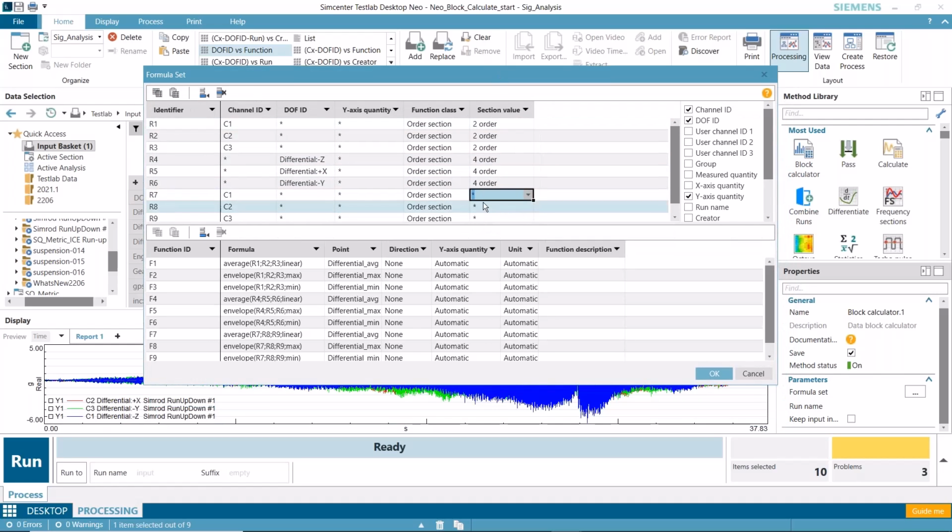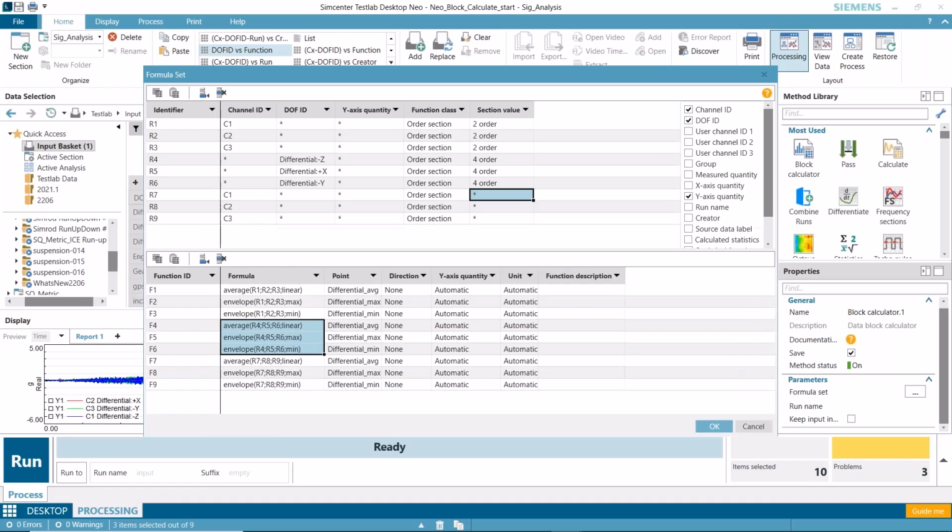So this is going to do the math on second and fourth order for channel 1, channel 2, channel 3. So here I'm calculating the average, max envelope, and min envelope. These are exactly the same average, max envelope, and min envelope. So the first 3 are using the channel ID to do the calculations. 4, 5, and 6 are using the DOF ID to do the calculations.